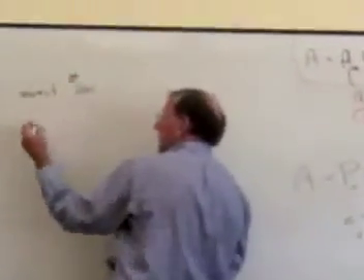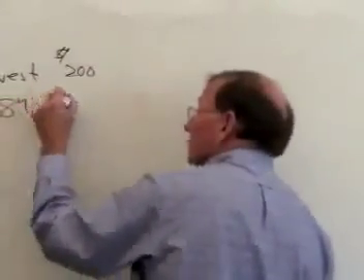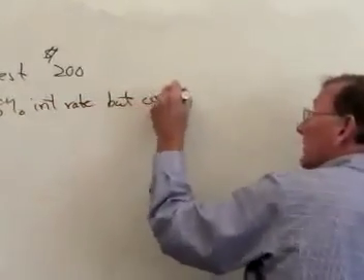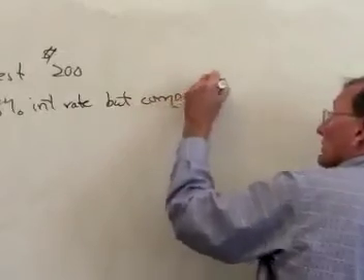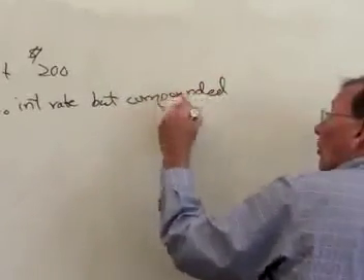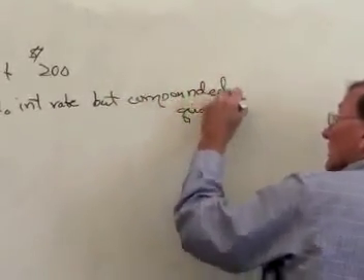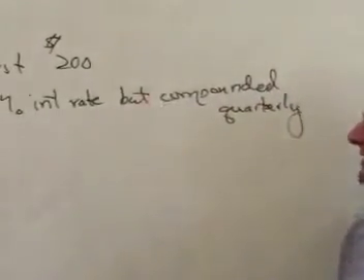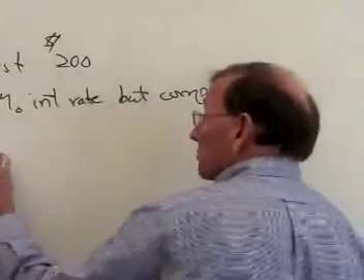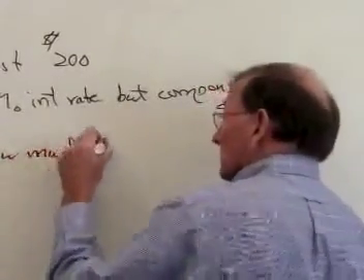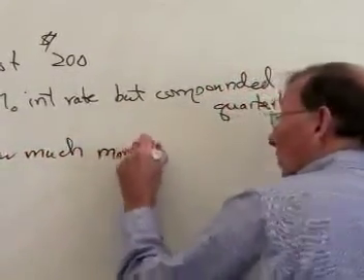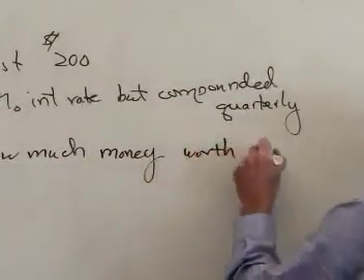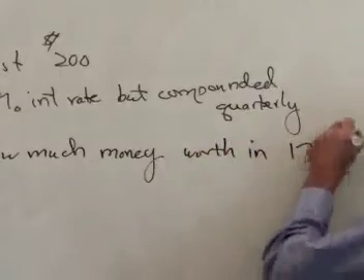So an example of this would be, suppose you invest $200 at an 8% interest rate, but that's going to be compounded 4 times a year, what they call quarterly. That's 4 times a year. And the question I'll ask is, how much money will this investment be worth in 17 years?